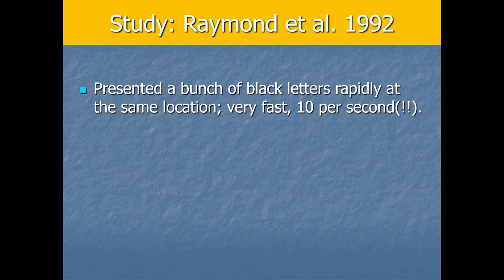So this was a form of dual task paradigm that they developed, but in this case, they presented a bunch of black letters rapidly at the same location on a screen. It goes by super fast, like 10 per second, just random letters streaming by in the middle of the screen really fast. Like, holy crap, count to two, right? 2 seconds. And imagine that in the time it takes you to count to 2, 20 letters just flashed by on the screen, one at a time, during those 2 seconds.